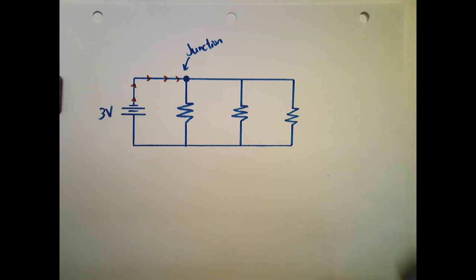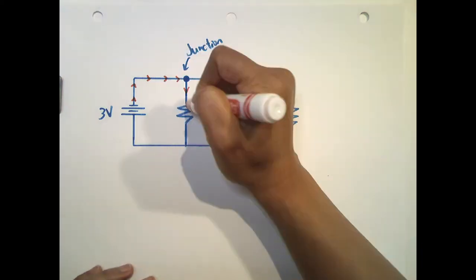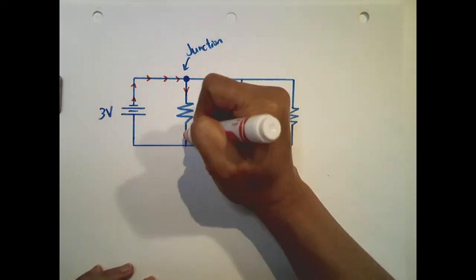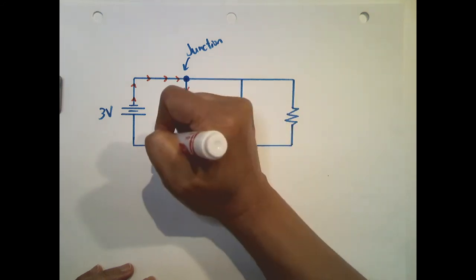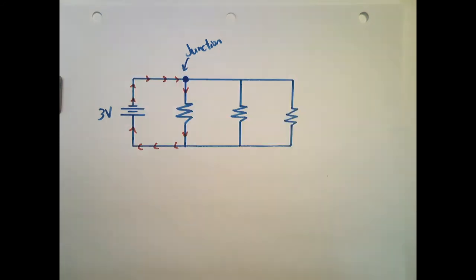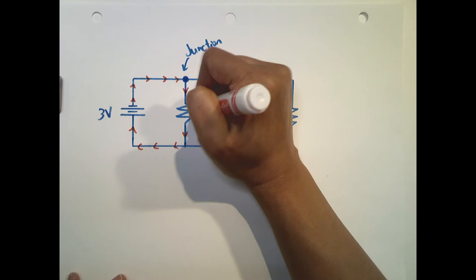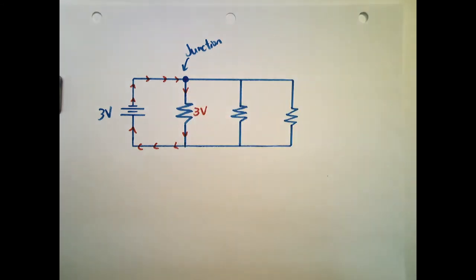And so let's continue on this path, and let's say this is the first resistor, and then back to the battery, okay? And so that is one full loop, and because of Kirchhoff's law, this here is going to be taking up 3 volts of energy, okay?